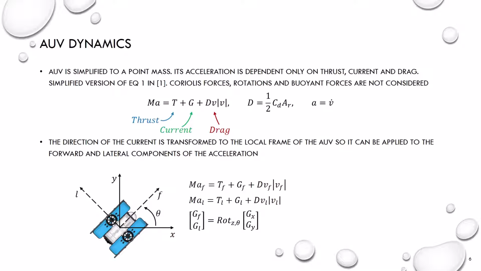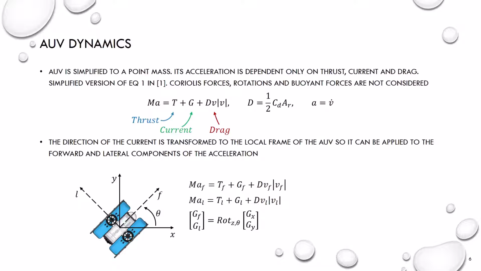First things first, we want to develop an AUV dynamic model so that we can implement these controllers on our simulator. The AUV is simplified to a point mass. Its acceleration is dependent only on thrust, current, and drag. This is actually a simplified version of equation 1 in one of our references. The Coriolis forces, rotations, and buoyant forces are not considered.